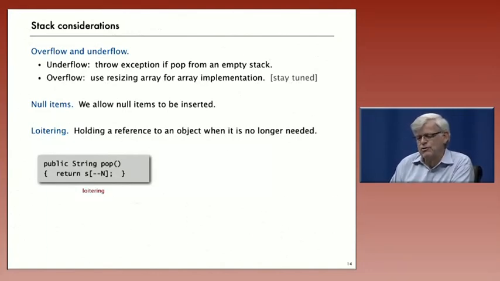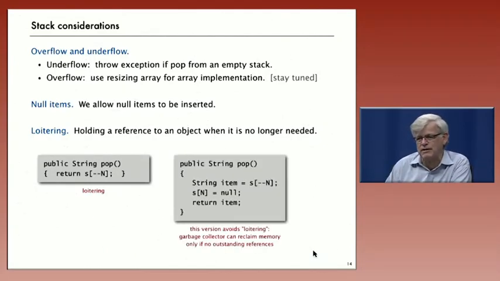There's another issue about whether clients can insert null items into the data structure. In this case, we do allow the client to insert null items, but we do have to worry, in Java, about a problem called loitering, and that is the idea that we have references to an object in our stack array when we're not really using it. So when we decrement n, there's still a pointer in that array to the thing that we took off the stack, even though we know we're not using it. The Java system doesn't know that.